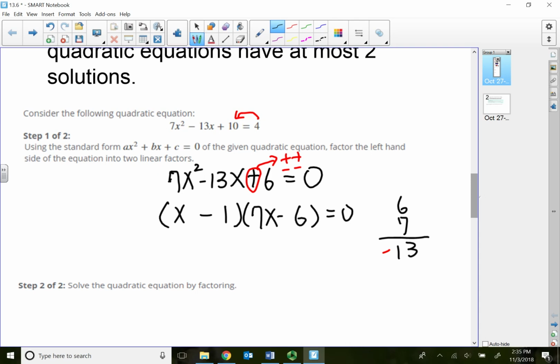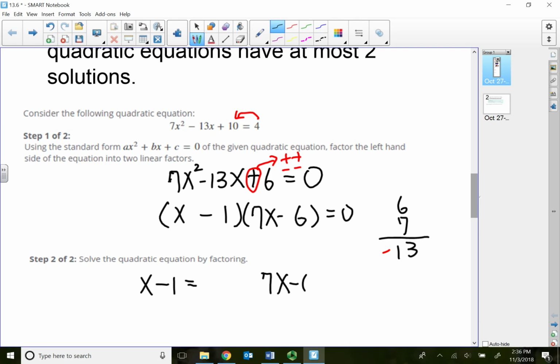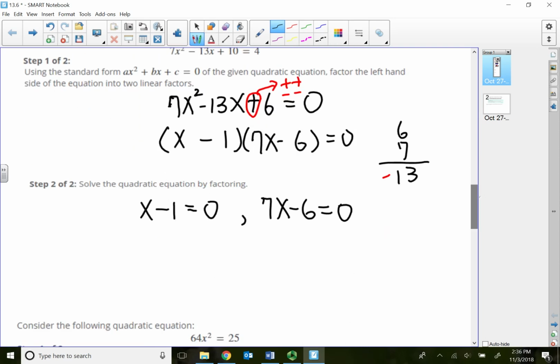So after I factor, we will set each factor containing the variable x equal to 0. I got 2 different factors here. Remember, at the end of factoring, it should always be one term. So this one term has 2 different factors, x minus 1 and 7x minus 6. We set each factor containing the variable x equal to 0, and solve for x.